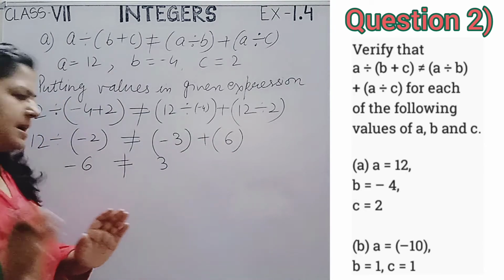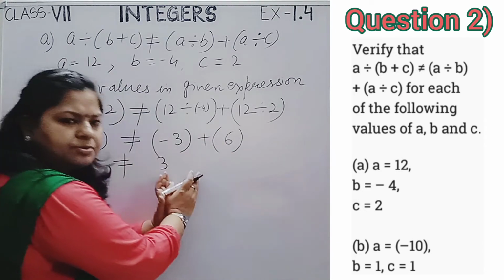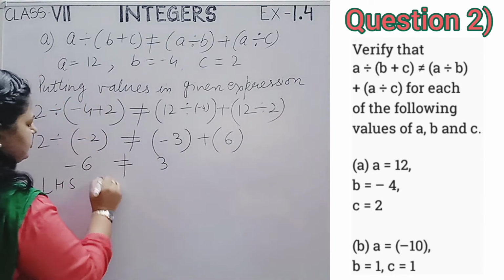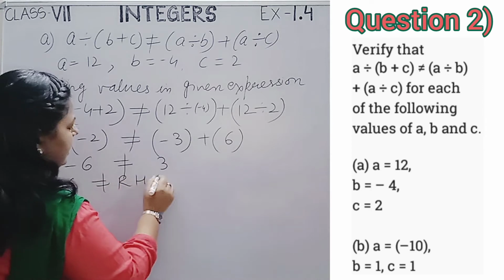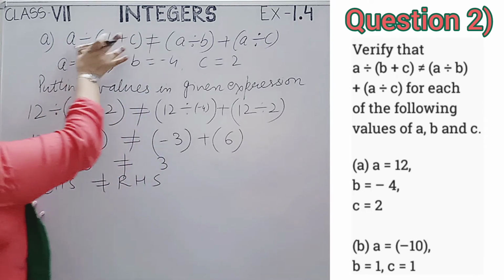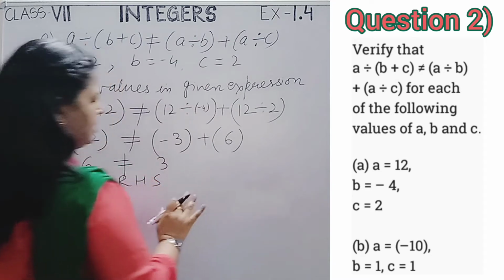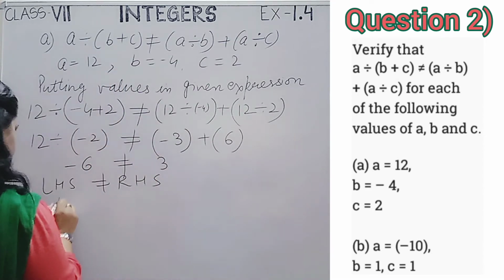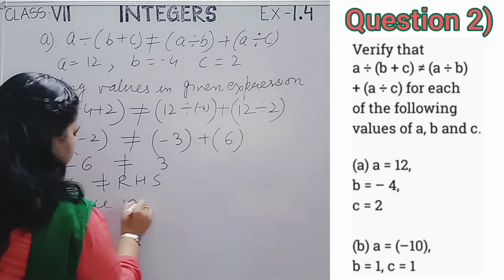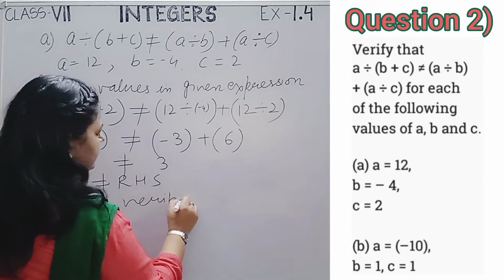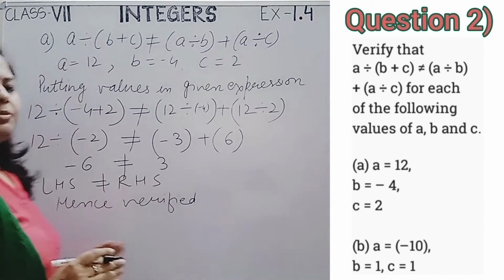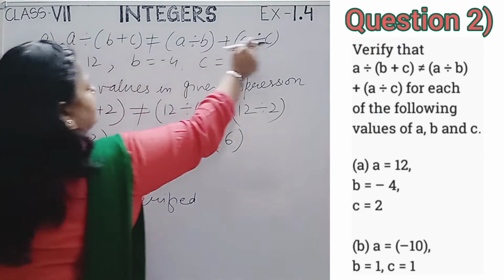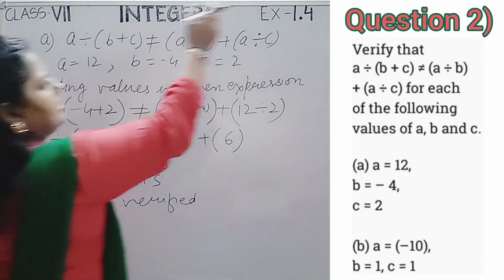So here we can see that left hand side is not equal to right hand side, and we had to prove this, that the left hand side is not equal to the right hand side. So since left hand side is not equal to right hand side, hence verified. So in this question, first we have to substitute all the given values in the expression and then solve left hand side and right hand side.